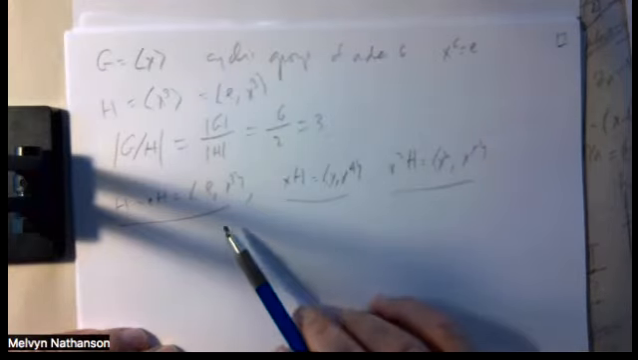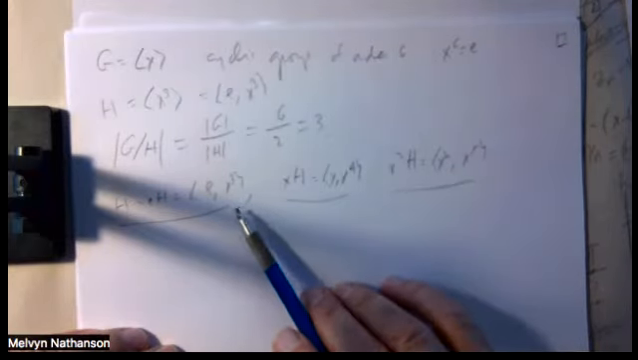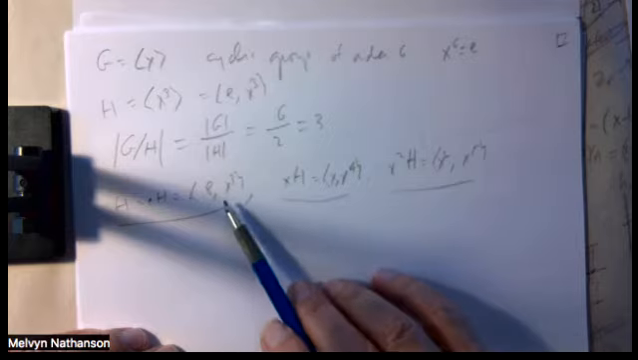So these are 3 cosets of H in G. They're pairwise disjoint. No elements are common to the 3 of them. There are only 3 cosets. So these are the 3 cosets.